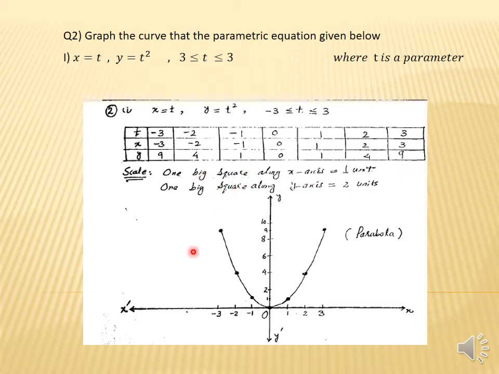Now student, I told you that the graph of this curve is in parabolic form or cup shape. So student, firstly we get at 0, 0; on 1, 1; on 2, 4; on 3, 9. Similarly, on the negative side, on -1, 1; on -2, 4; on -3, 9. So student, we draw the curve in a curve shape. So this is the graph of the parabola.